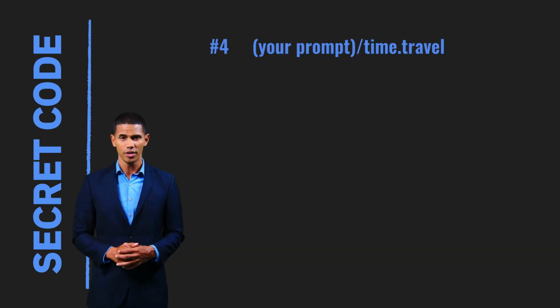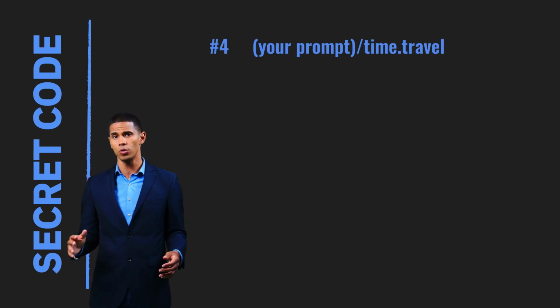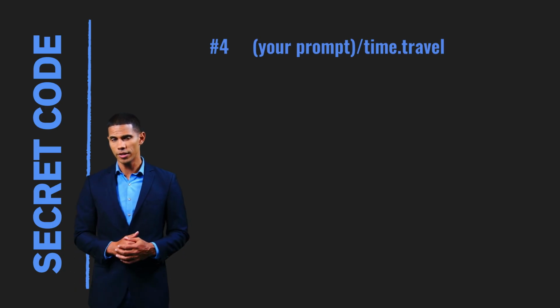Ever wonder what life was like in ancient Egypt or the year 3000? Add this code, /time.travel, and ChatGPT will narrate history or the future like you're actually there. It's a time machine in text form.